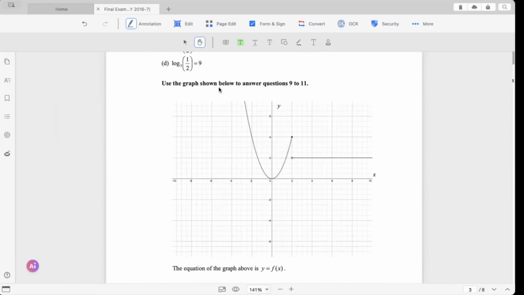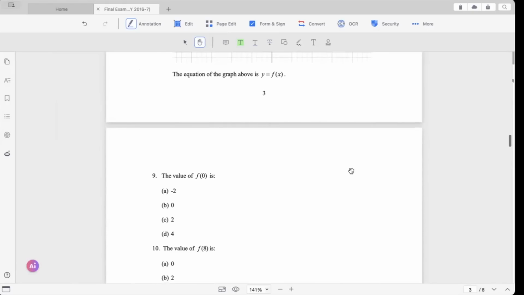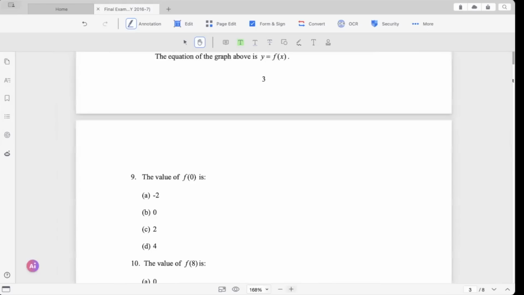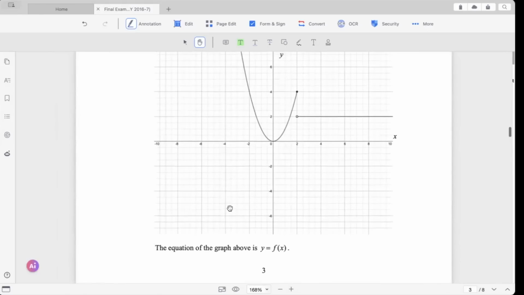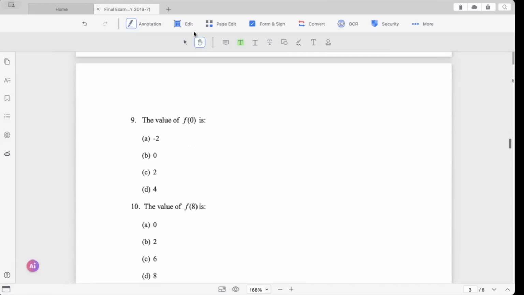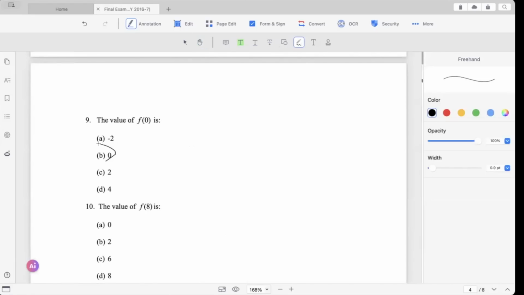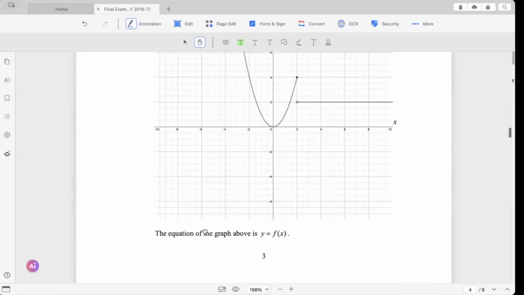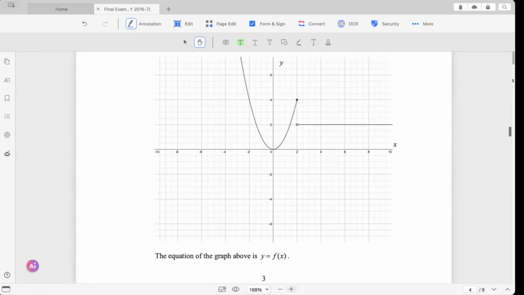Now the next part, we have to use a graph to answer. So let's look at the question. The value of f of 0, that means x is 0. This is where x is 0, so x is 0 and y is 0. So my answer will be B. Find the value of f of 8. That's telling me x is equal to 8. So when x is 8, what is y? I need to look for 8 on my graph. So let's zoom in a little.